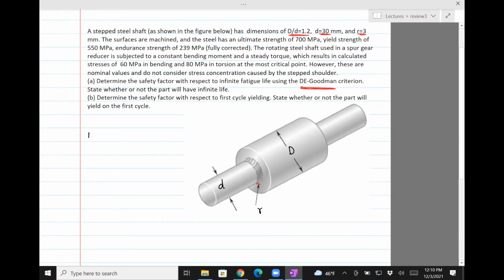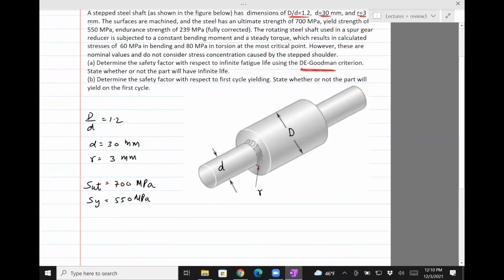So let's write this down. D divided by d is 1.2. Small d is 30. R is 3 mm. And ultimate strength is 700 MPa. Yield strength is 550 MPa. And endurance strength is 239 MPa, and that is corrected.